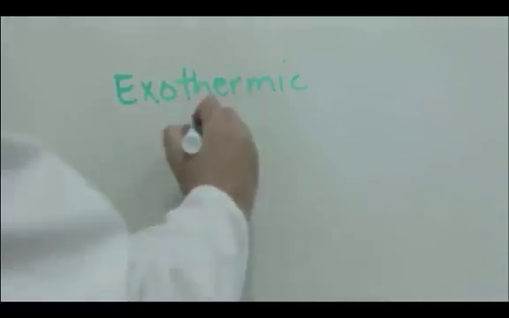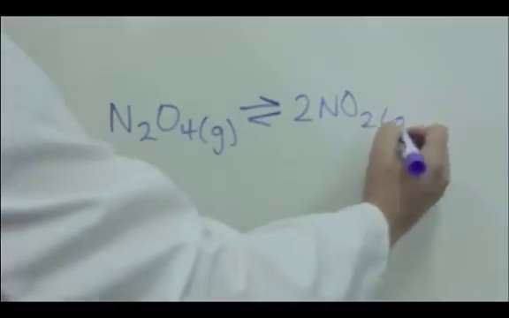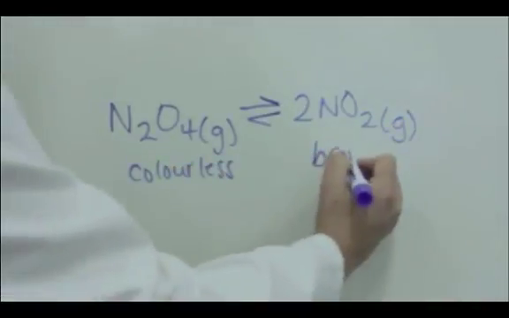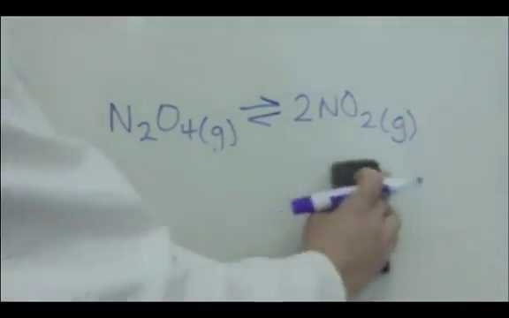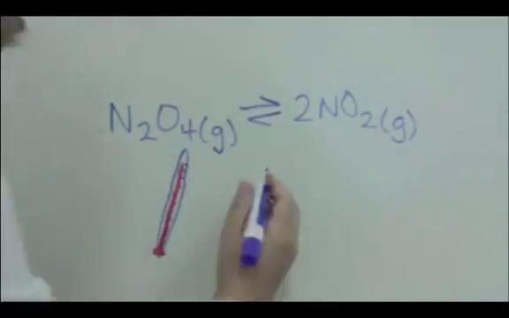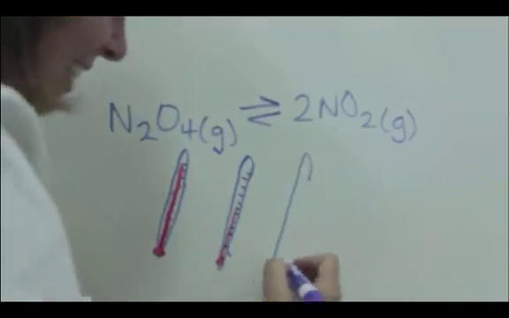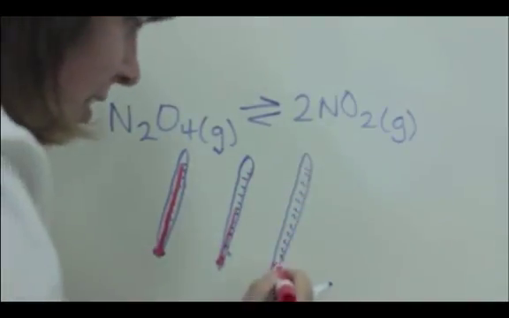Next, we will try to determine if an equilibrium is exothermic or endothermic. The equilibrium we'll study is the equilibrium N2O4 in equilibrium with NO2. N2O4 is colorless, while NO2 is brown. We'll observe this equilibrium at 3 different temperatures: at a high temperature, at room temperature, and at a low temperature.